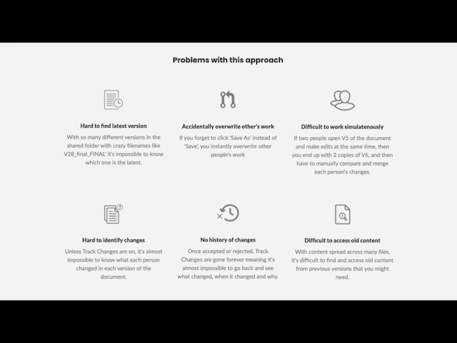And finally, it's difficult to access old content because that content is spread out across many files. If you had a clause that was in an early version but got deleted and you want to use it again, maybe in the same document, maybe in a new contract you're creating, it'd be very difficult for you to go and find that clause. You'd have to open up 27 different files, one for each version, and trawl through each of them trying to find where that clause was.